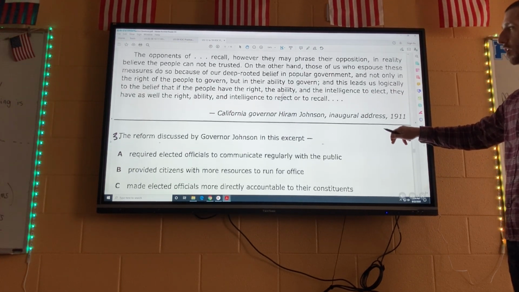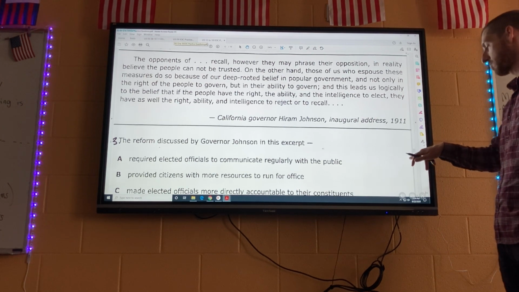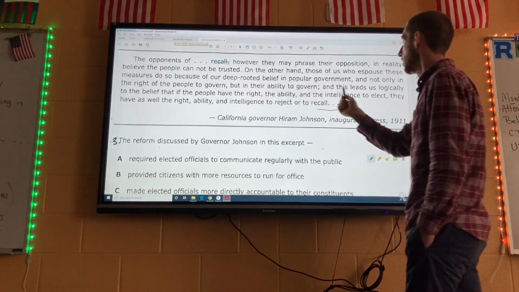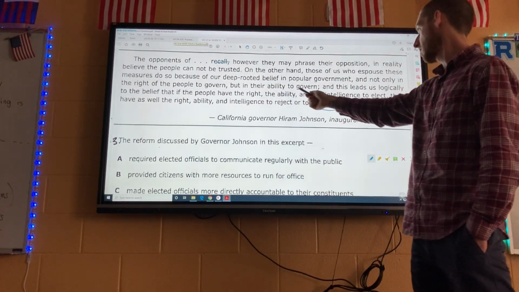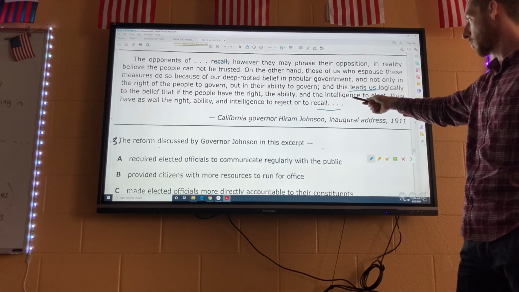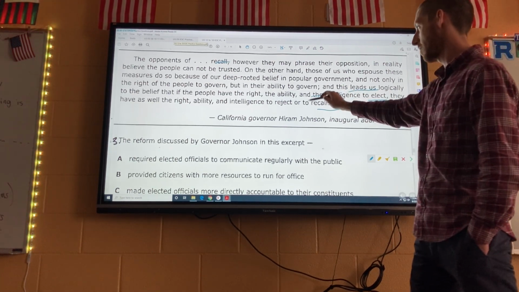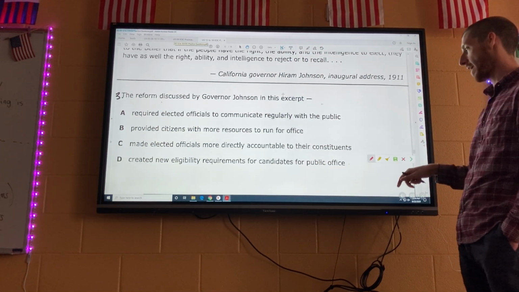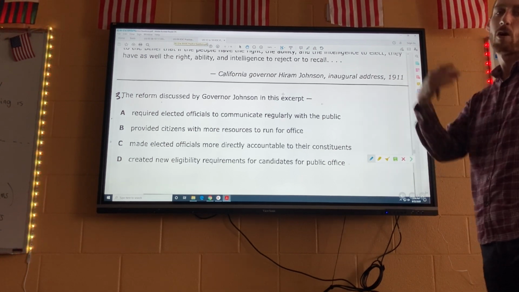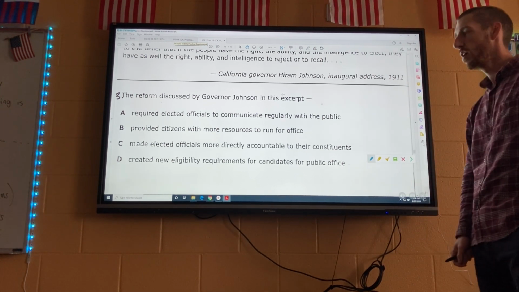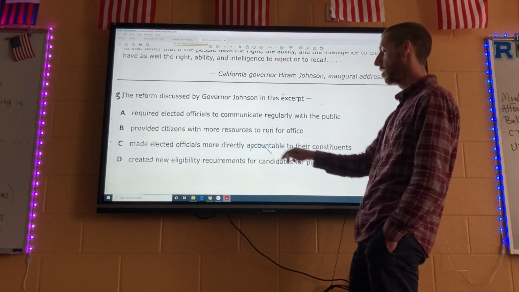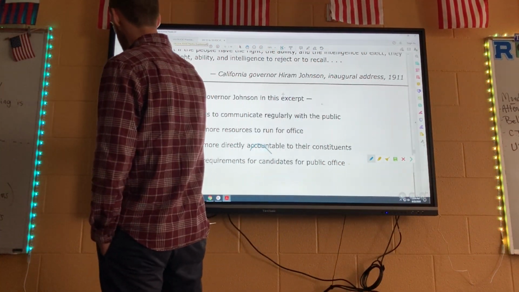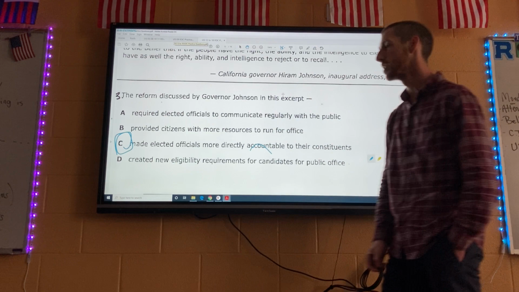Okay, all right, recall is the subject on this one, and if you look, it pops up several times. It talks about the right of the people to govern and their leaders to have the right and ability to elect, and so on. So it's talking about recall. Recall means citizens can bring an elected official out of office. So citizens are responsible for the behavior of the official, and another word for that is accountable. So it's going to be C. The reform is the recall because he brings it up a bunch of times. So 3 is C.